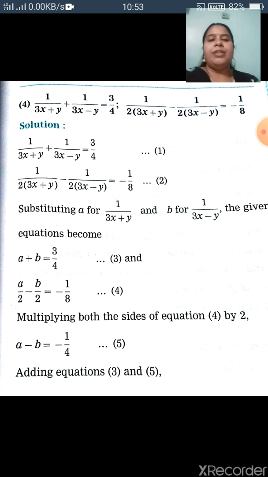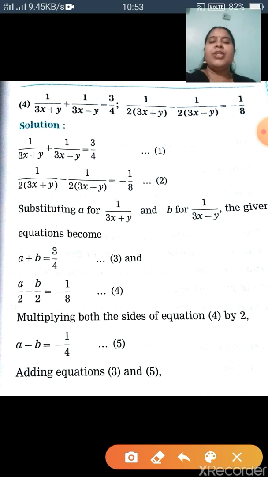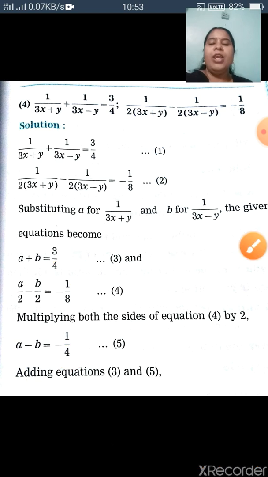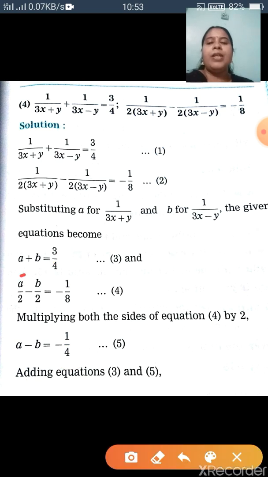Now look at this. I have got equation number 3 as a plus b is equal to 3 upon 4 and equation number 5 as a minus b is equal to minus 1 upon 4. Even though it is having fractions, it is not difficult because in both the equations the denominators are same. Okay, and it is having plus b and minus b. So I just have to add these two equations. Which equations? Equation number 3 and 5.